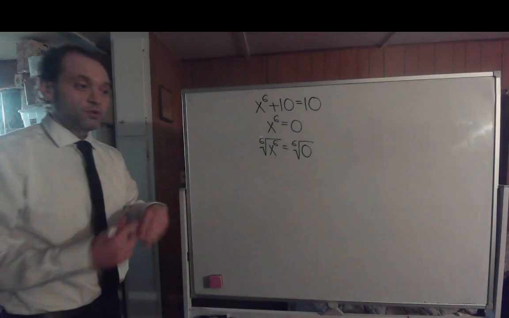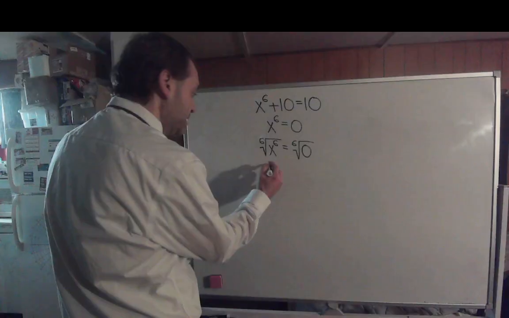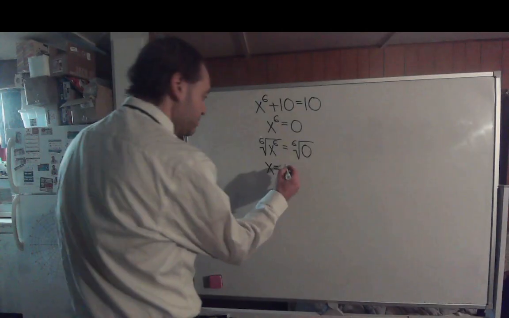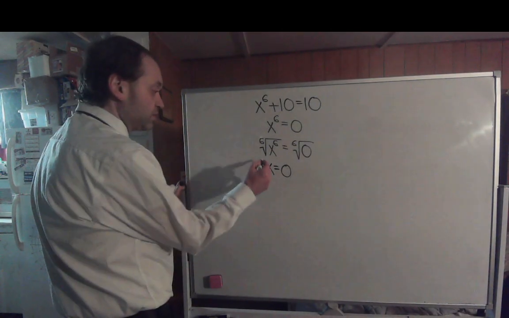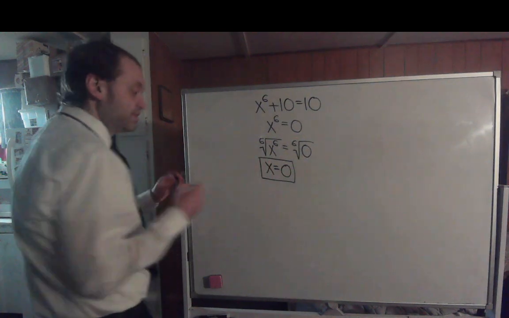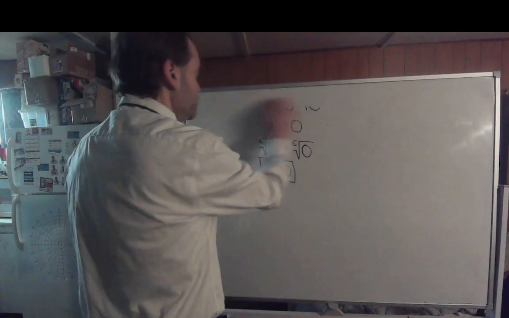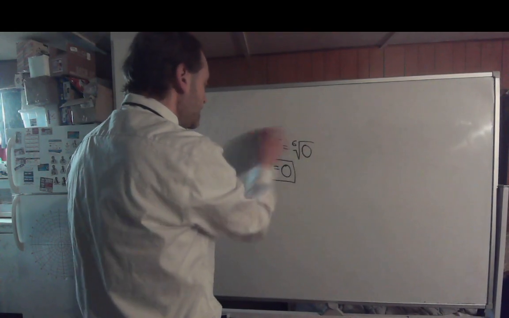But the 6th root of x to the 6th, that's just going to be x. That would equal the 6th root of 0. Well, that's just 0. So literally, x would be equal to 0 in this case, for the real solutions. And actually that's all you would have, because any root of 0, no matter whether it's odd or even, is literally just 0. There's nothing else you can do with it.